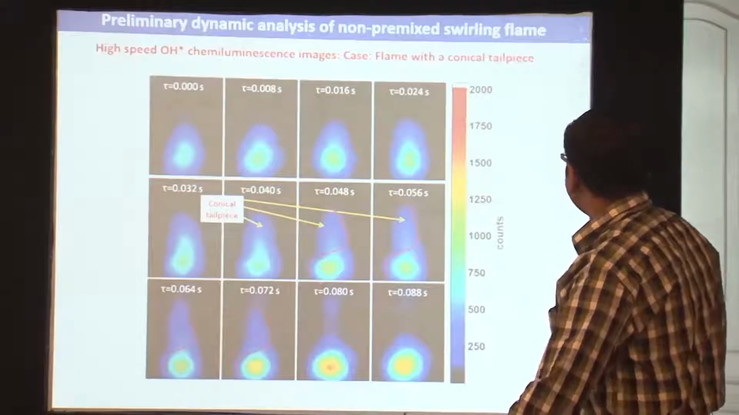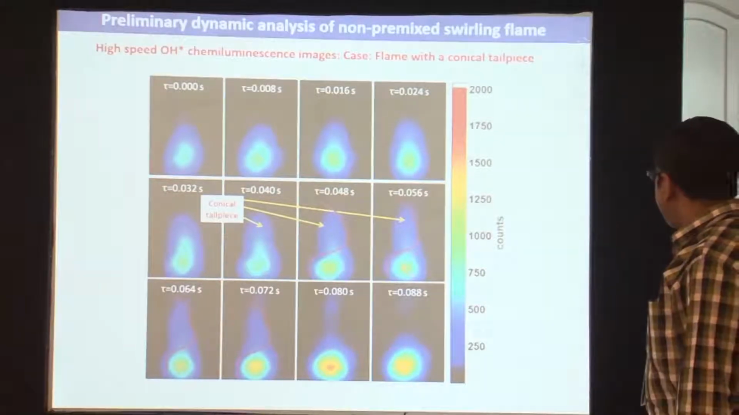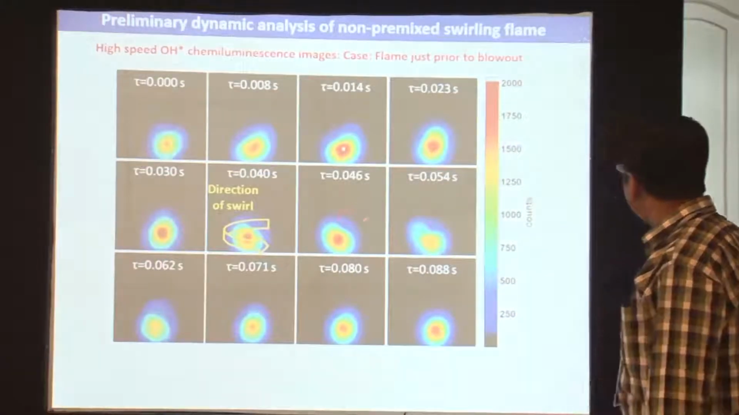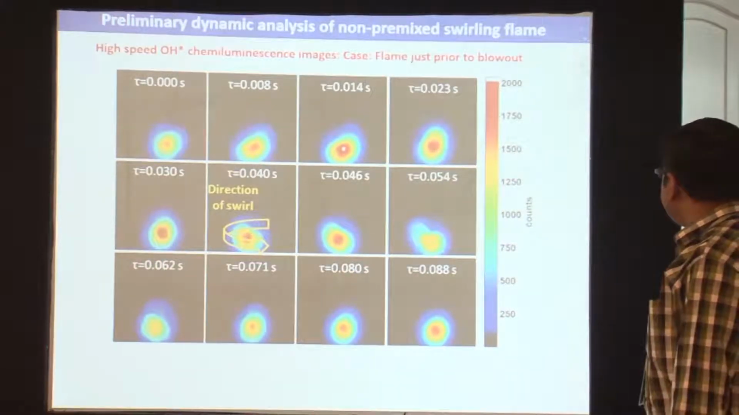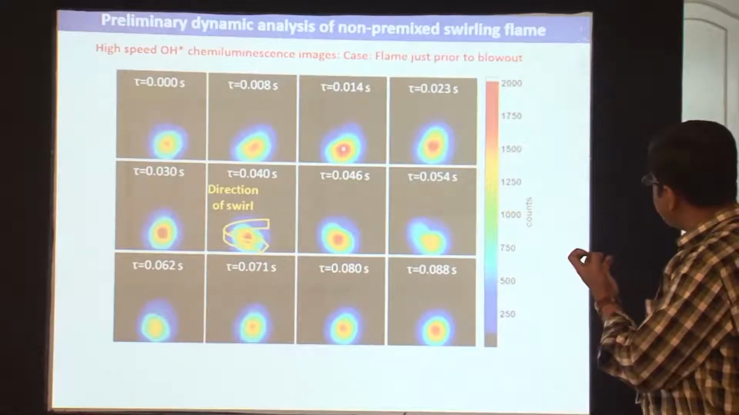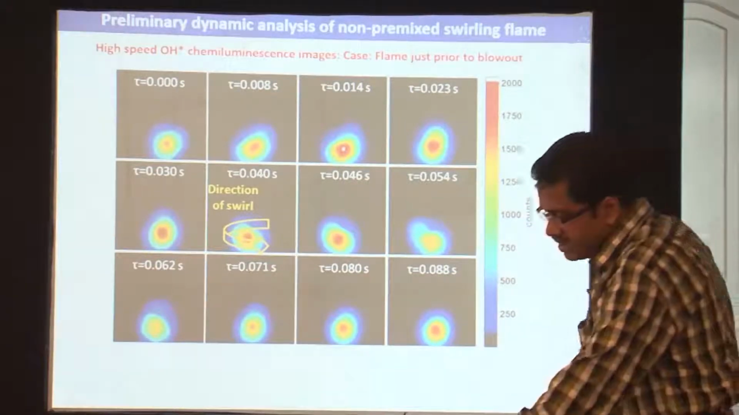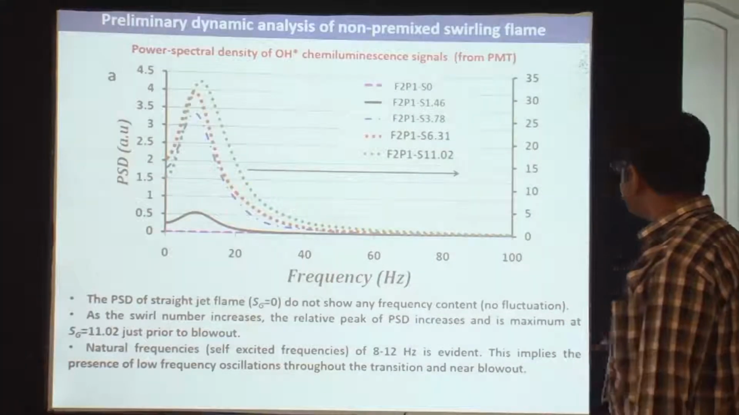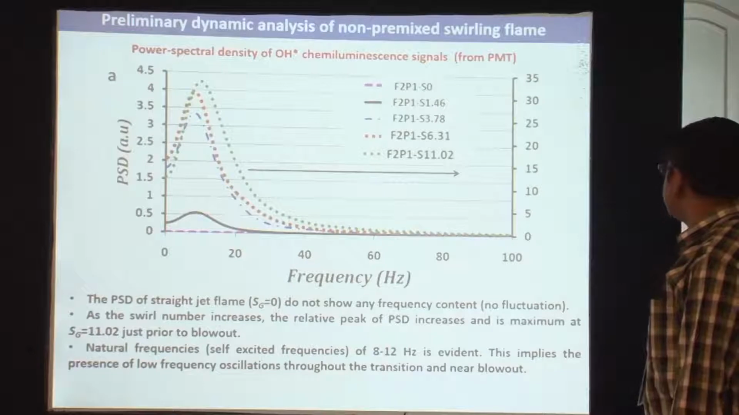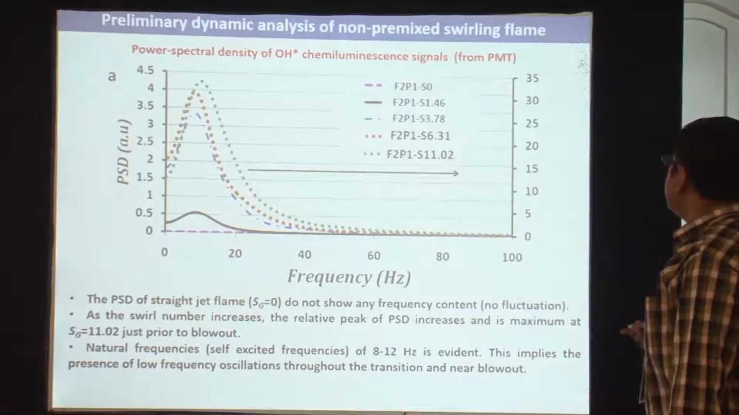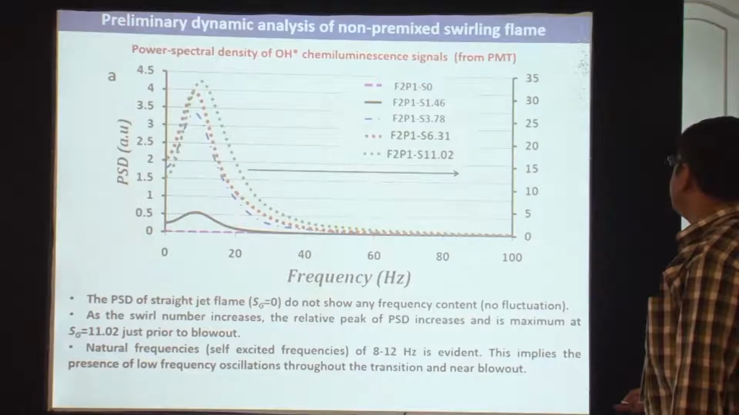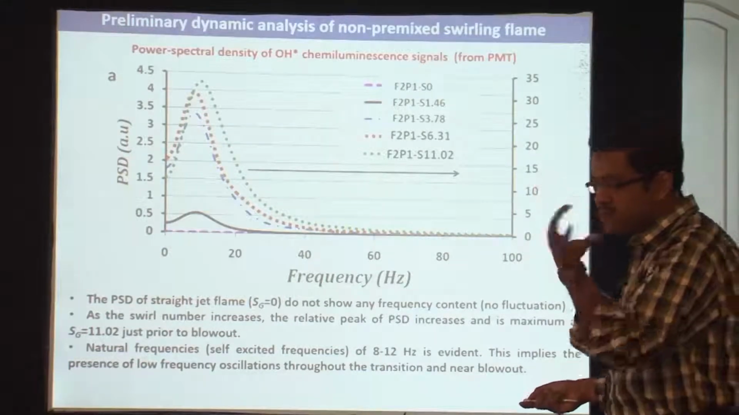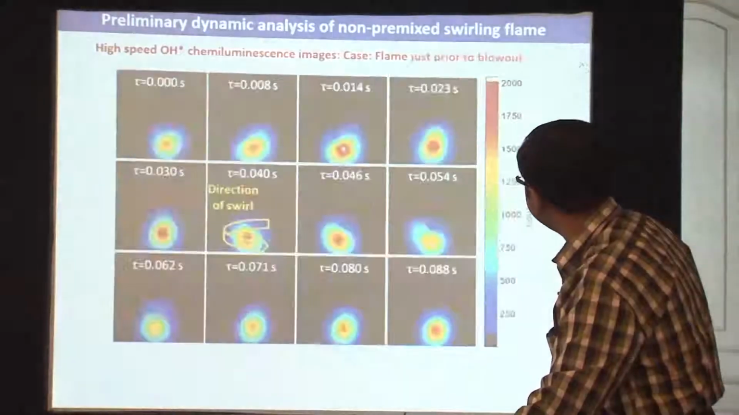So these are some of the high-speed chemiluminescence imaging of the flame, which basically shows the conical tailpiece. As you move close to blowout with a very high level of swirl, the flame becomes stabilized and becomes very, very small. At the same time, you do get to see a prominent peak at around 12 to 15 hertz or 8 to 12 hertz frequency in the power spectral density of the OH chemiluminescence signal, which signifies that you can visibly see the flame actually dancing like that.